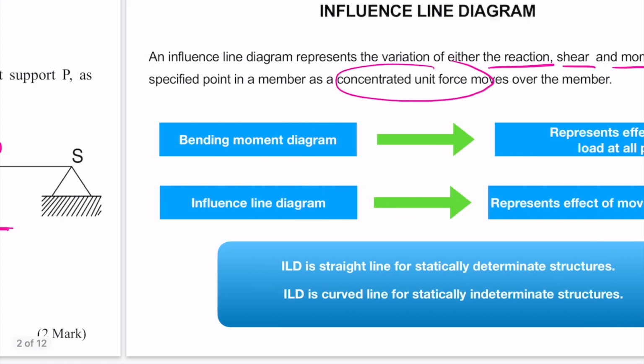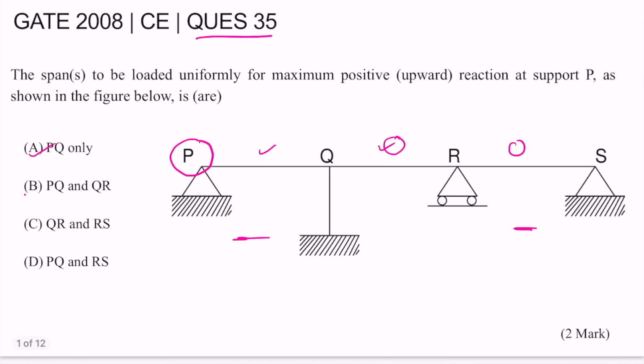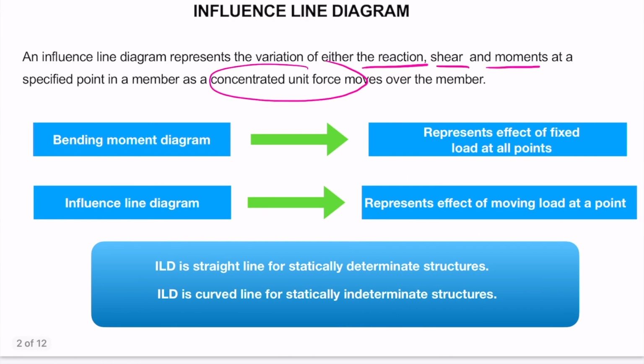For our problem, the loading is not fixed. We need to tell where we have to place the loading so that we get maximum positive upward reaction at point P. Therefore, for this problem, we need to draw the influence line diagram for support reaction at P.